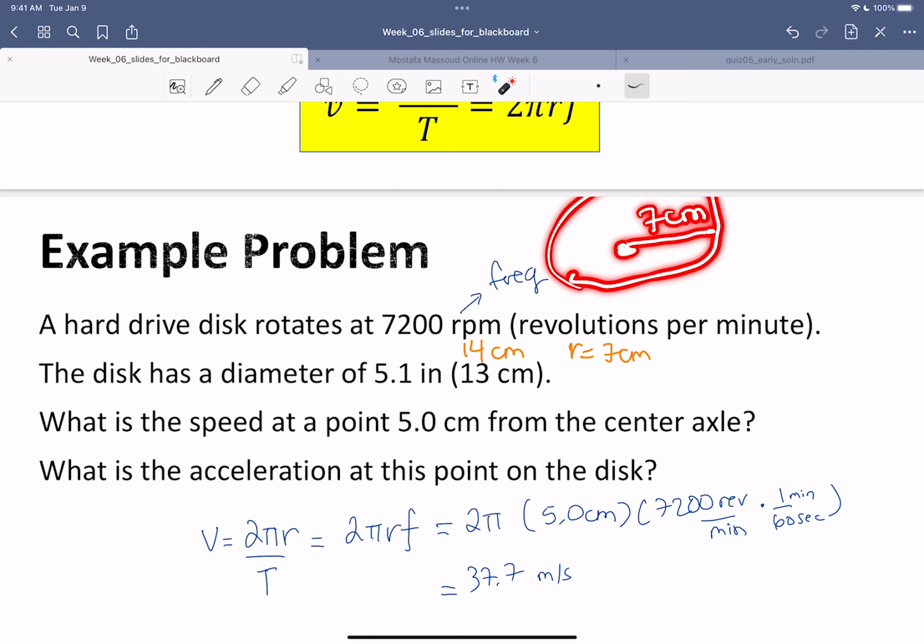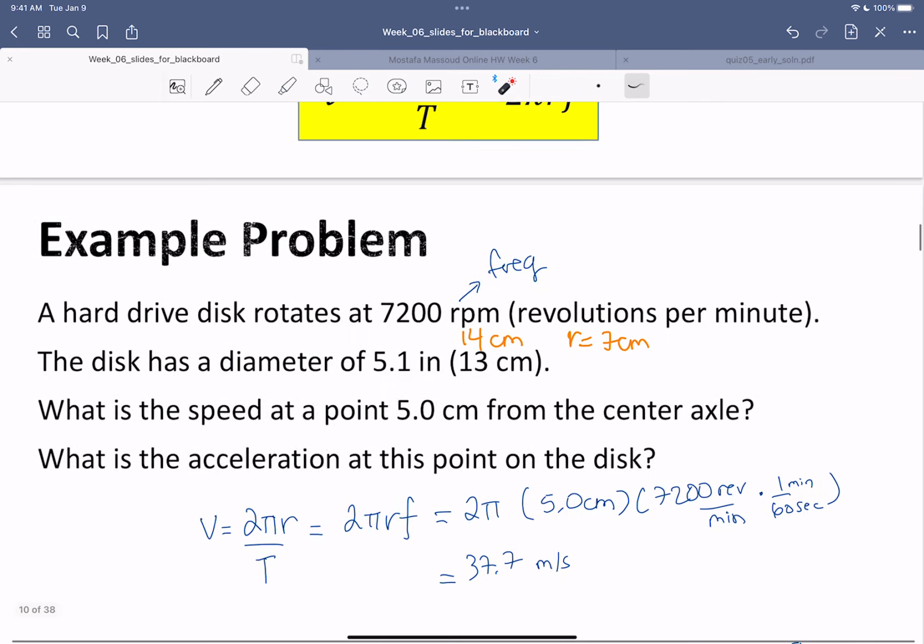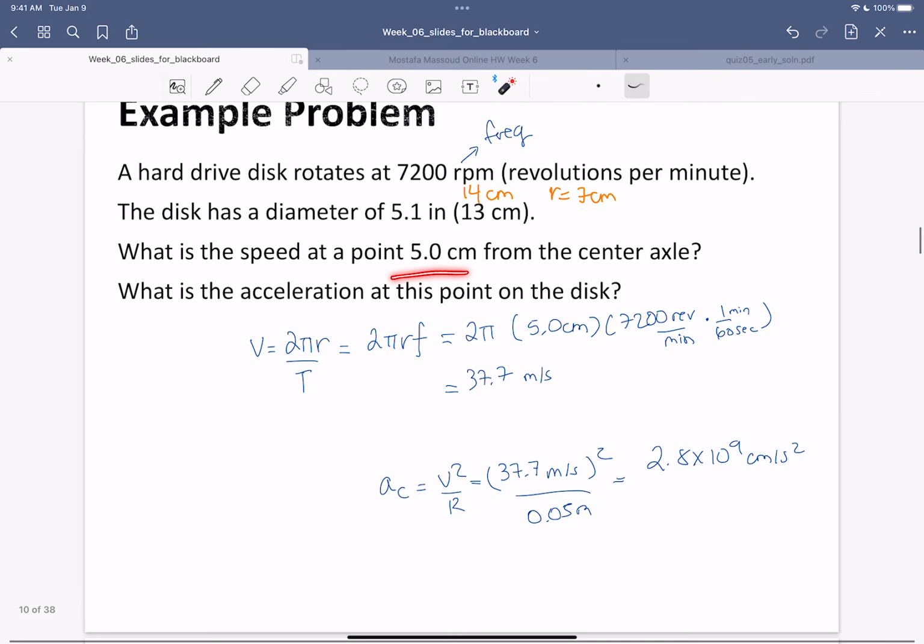But they're not asking us about the entire radius. They're just asking what is the speed at 0.5 centimeters from the center. So if this whole thing is 7, what's the speed here at 5? That's what they're asking, and so in that case, your radius would have to be 5. It's dependent on what area you're trying to figure out. So radius is 5 in this case.